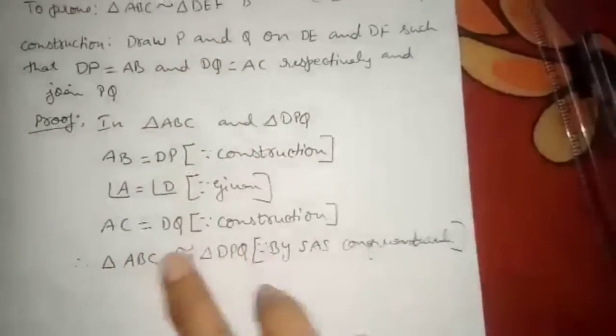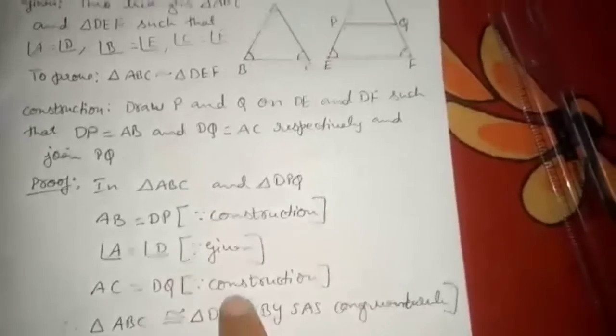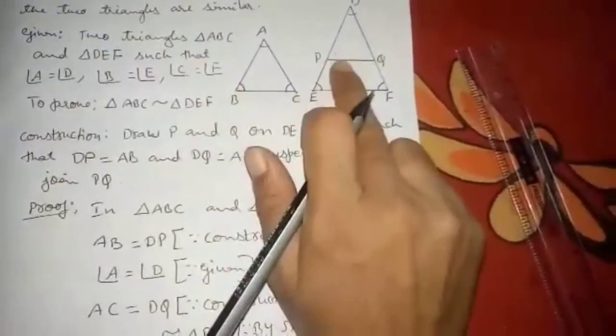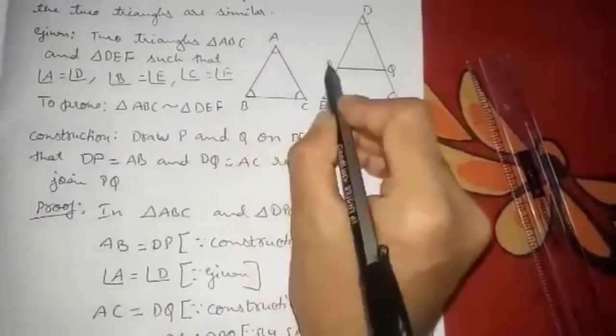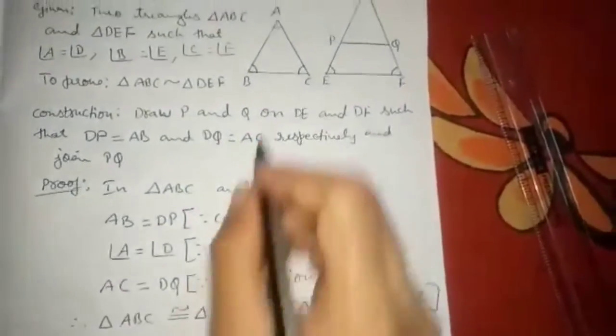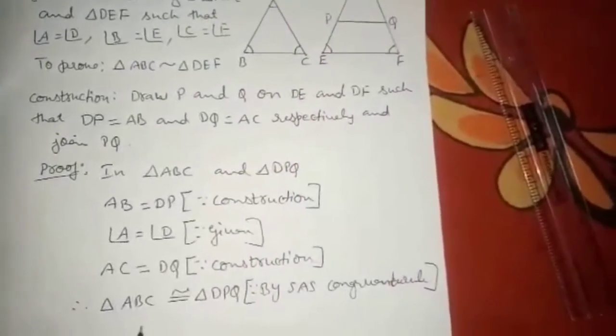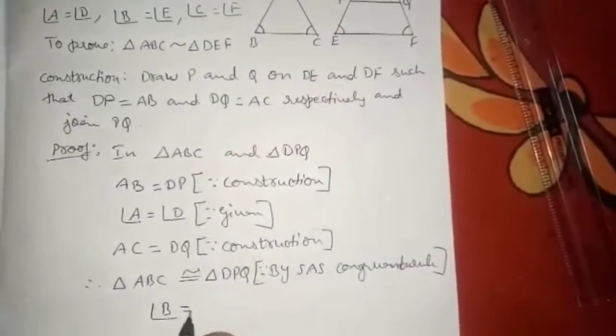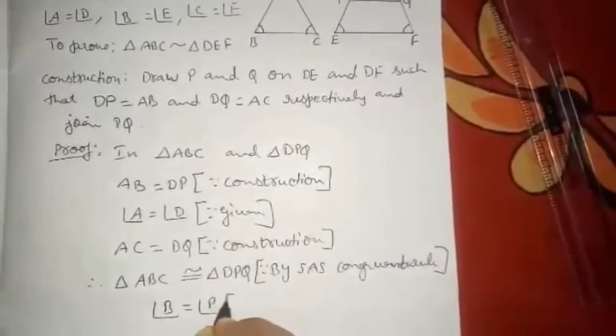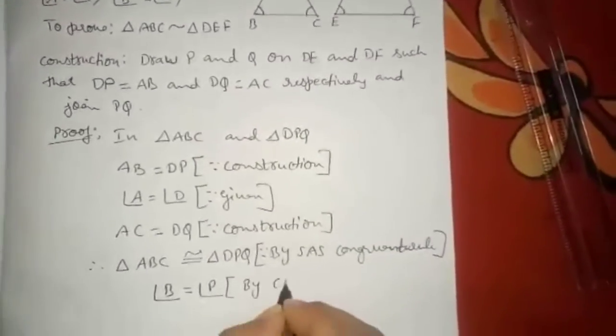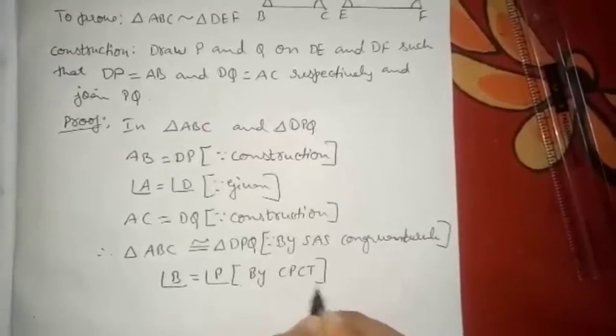If two triangles are similar, then what can we say about the angles? Their corresponding angles are equal, right? So what can we say about this? Angle B is equal to angle P, right? Angle B is equal to angle P by CPCT. CPCT means corresponding parts of congruent triangles.